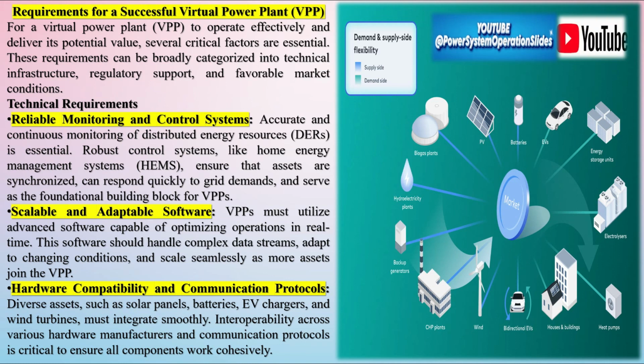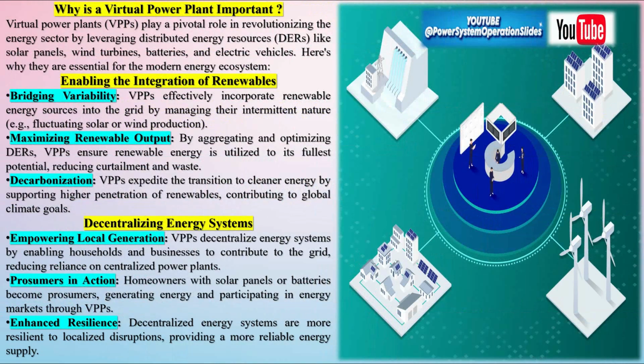Hybrid VPPs combine both supply-side resources and demand-side flexibilities, integrating generation assets like renewables with controllable loads and energy storage systems. This combination offers maximum operational flexibility, allowing hybrid VPPs to provide a wide range of grid services, including frequency containment reserve (FCR), automatic frequency restoration reserve (aFRR), and reactive power management.